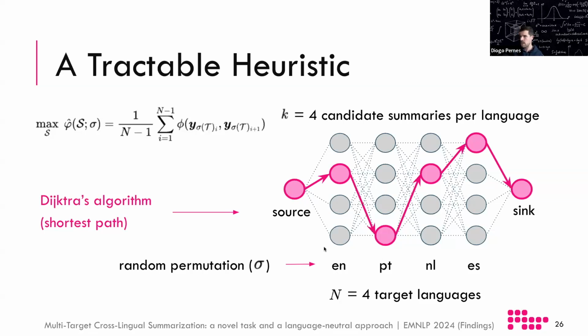Of course, this is based on the choice of the permutation of languages, but you can somehow assume that if the summary in English is similar to the summary in Portuguese, and the summary in Portuguese is similar to the summary in Dutch, then with some degree of confidence, you can also assume that the summary in Dutch is similar to the summary in English. So you can assume this transitivity property in the similarity, and then use it to find the best set of summaries efficiently.